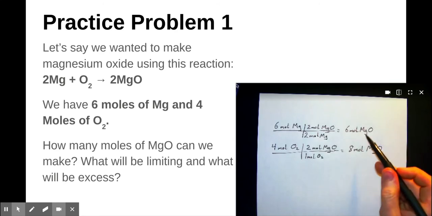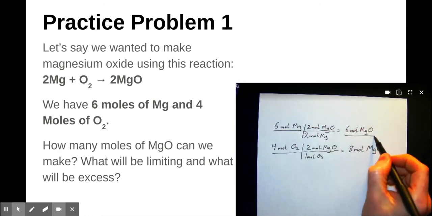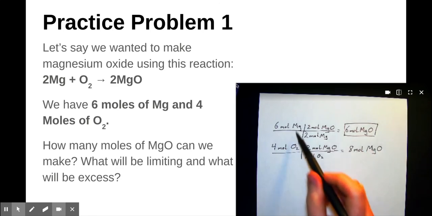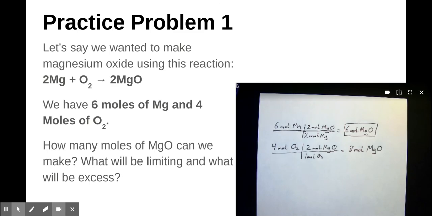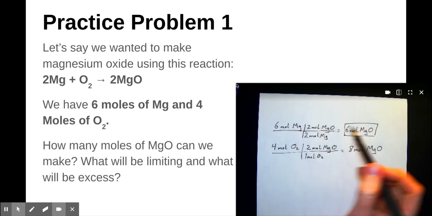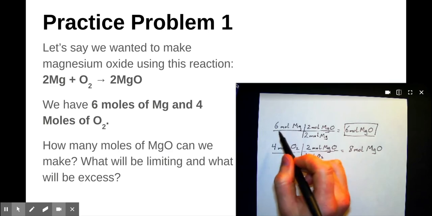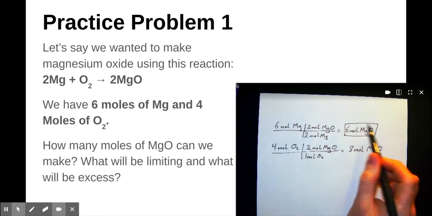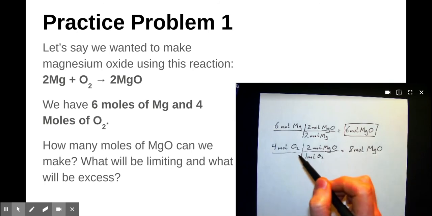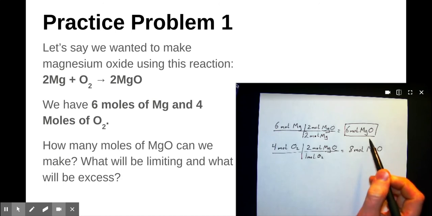What's it going to be? Are we going to make 6 moles of magnesium oxide or 8 moles of magnesium oxide? Well, we're only going to be able to make 6 moles of magnesium oxide because what's going to happen is that we're going to put these two things together. They're going to react until all 6 moles of magnesium have been used. And at that point, we will have made 6 moles of magnesium oxide. And we're going to have some oxygen left over because we have enough oxygen to make 8 moles of magnesium oxide, but we're only going to make 6.